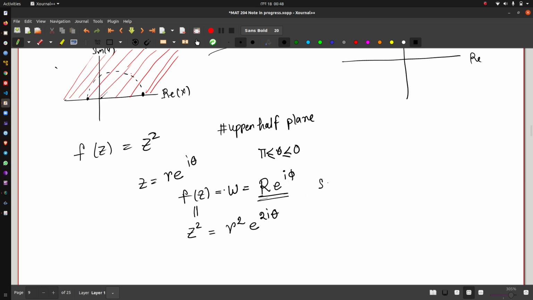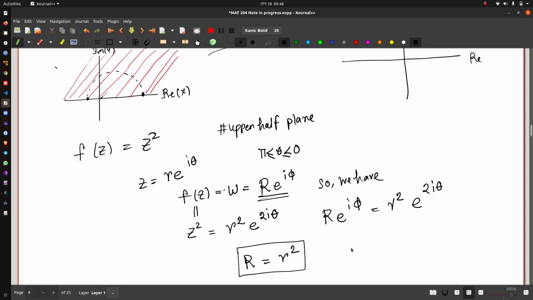So we have capital R e to the power i phi equals r square e to the power 2 i theta, and from here you can conclude that capital R equals r square. This is one part, and phi equals 2 theta, right?